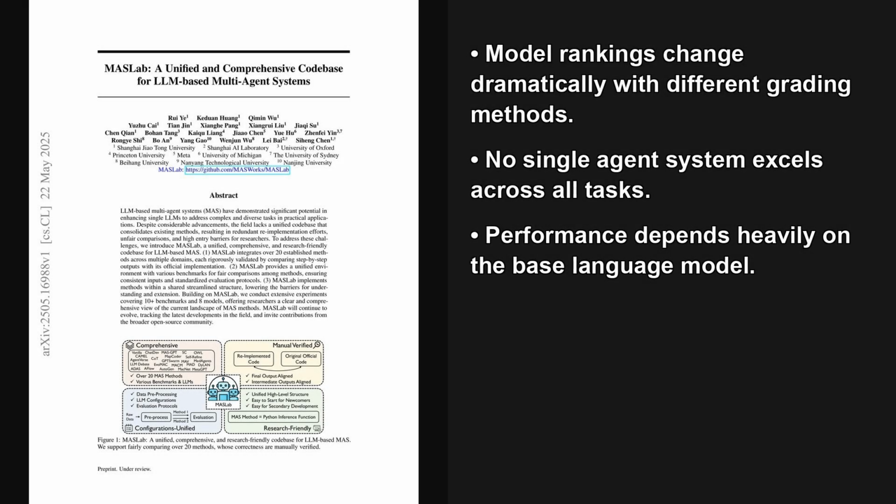Looking at everything from benchmarks to tools, it's clear the world of multi-agent systems is incredibly complex. The key takeaway is that there's no magic bullet. Performance depends heavily on the task, the model you use, and whether you give the agents tools. This is why a unified codebase like MASLab is so important. It helps researchers make fair comparisons and push the field forward.